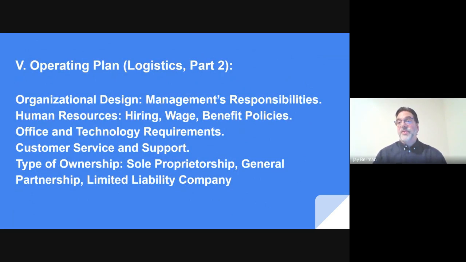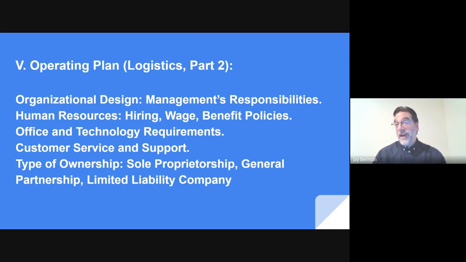Organizational design means, what are the management's responsibilities? Now, if you're the only founder, you're the only entrepreneur, then of course all the management responsibility will be yours. Financial, operations, marketing. But if you're going into business with a couple of friends or maybe a couple of family members, you want to divide those management responsibilities according to function. Somebody handles the marketing, maybe someone handles sales, someone handles the website, someone handles the suppliers. You decide. Maybe someone handles the financing. That's where organizational design would come in.